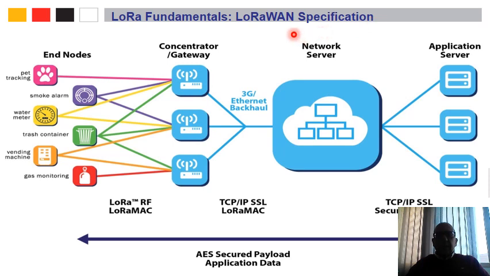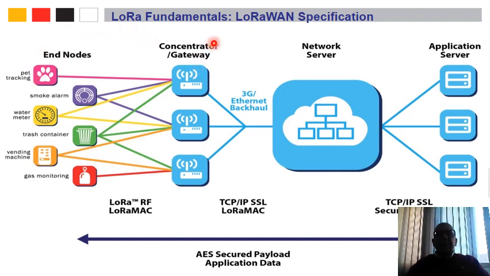What we can see is that we have three components. We have end nodes, and these end nodes are the applications. These applications have sensors. You can have examples like pet tracking, a smoke alarm, water meter, trash, gas monitoring, vending machines, different applications. Now these need to relay their data towards the cloud, which is the network server, and the network server is connected to an application server. In order to do this, they need a gateway, also called a concentrator. And so the wireless link is between the application and the gateway.